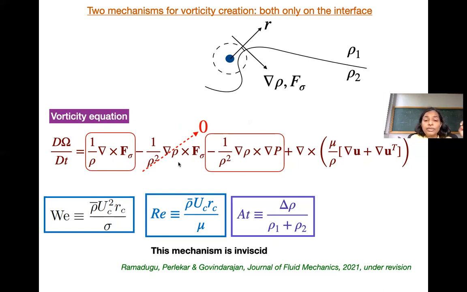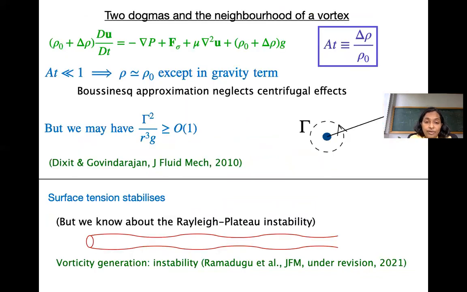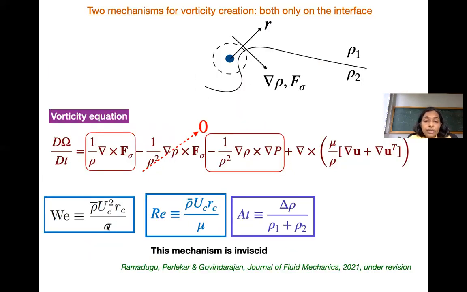So these two vorticities are created only on this interface because nowhere else do you have F sigma or grad rho acting. So these are purely vorticity created on interfaces. The non-dimensional number that's going to be very important to us apart from Atwood is, of course, the Reynolds is important, but not in this context. The Weber number, which is a ratio of the inertia to the surface tension. The inertia is given by a typical size and velocity of this vortex. So that's what UC and RC are.